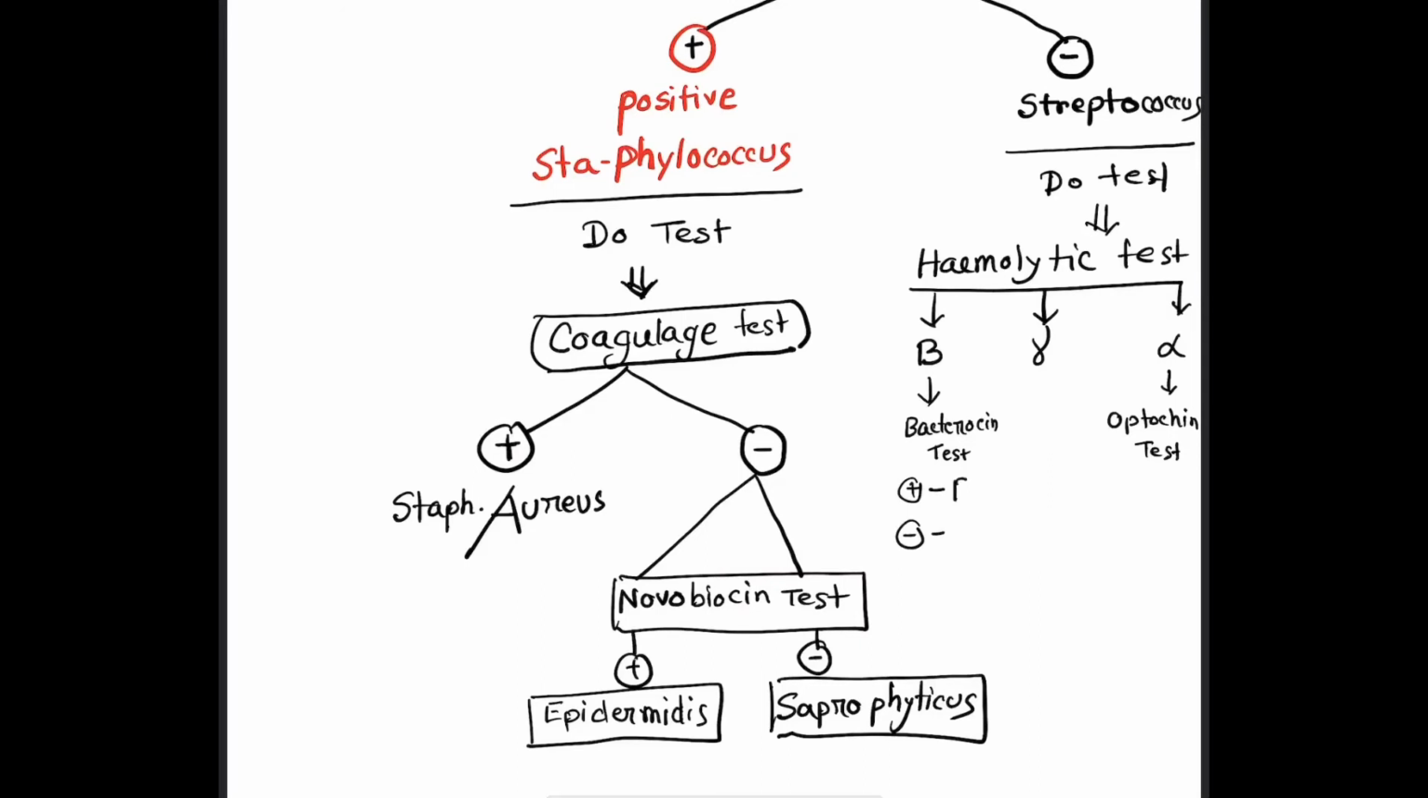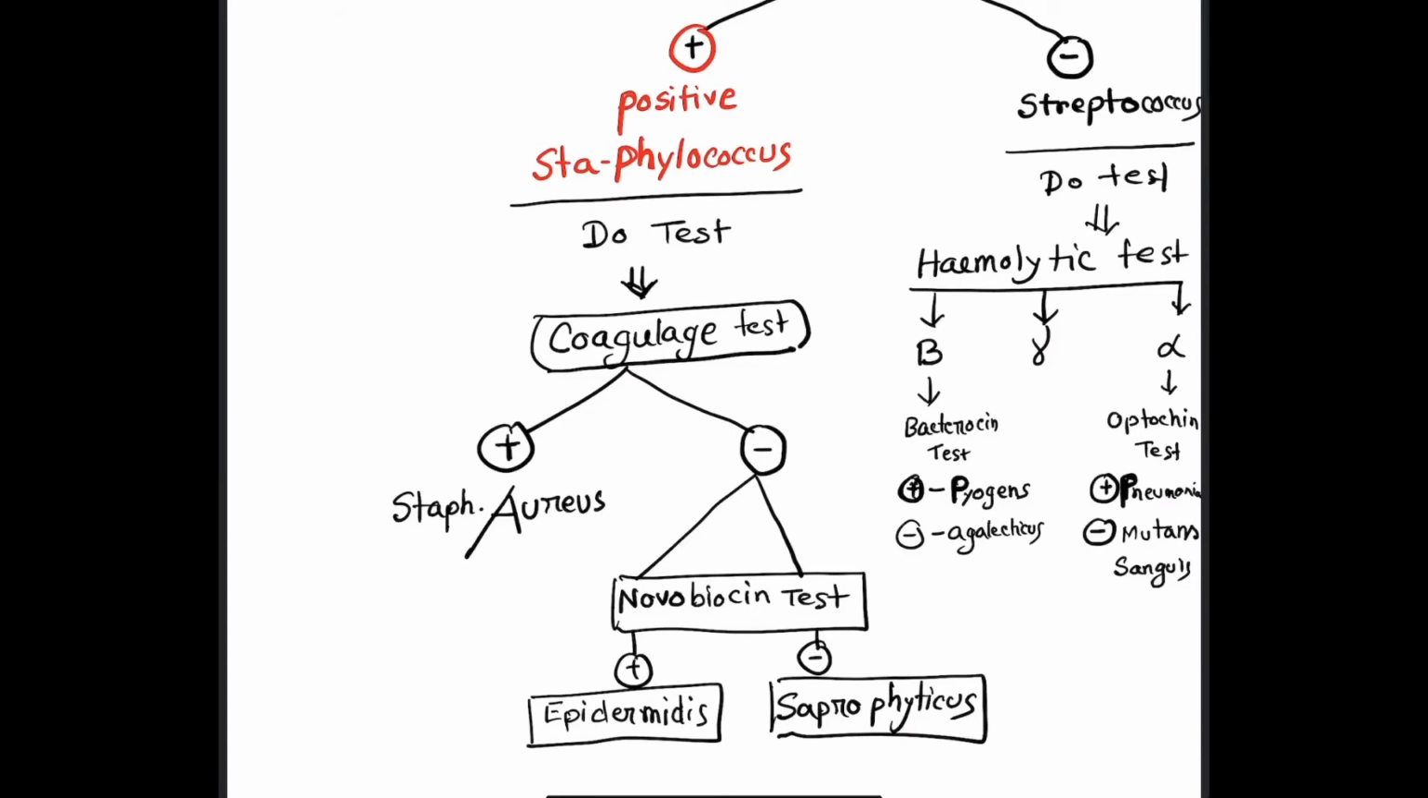If it is beta hemolytic and bacitracin positive, then P for pyogenes. That means Streptococcus pyogenes is bacitracin positive and beta hemolytic, and negative is agalactiae. On the other hand, alpha hemolytic and optochin positive, P for pneumoniae. And if it is alpha hemolytic and optochin negative, that is mutans, and there is another name, sanguis. It's a really tough name to remember, mutans and sanguis.